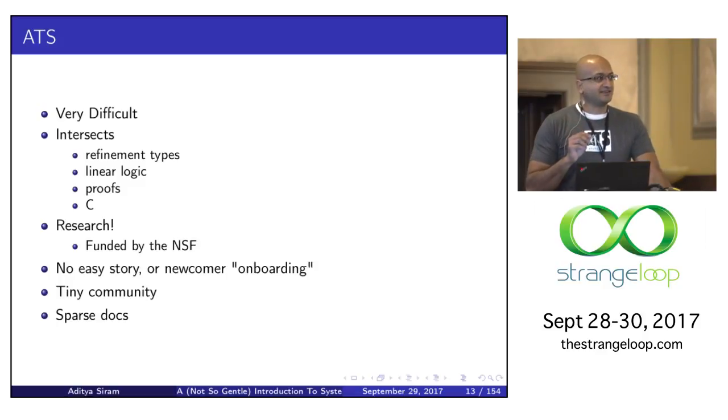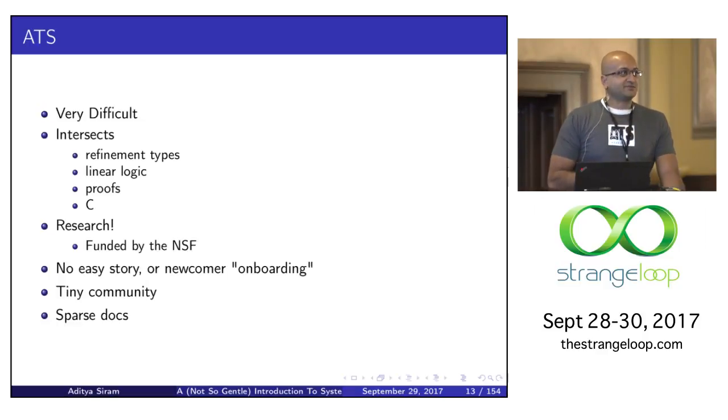I'm not going to gaslight you. The examples that I'm going to show you are hard, and that's why it's called a not-so-gentle introduction, because I'm just passing the buck and saying, I don't know how to make this simple. And some of this is essential complexity, right? Because none of these things are trivial. Refinement types, not trivial. Linear logic, not trivial. Proofs, not trivial. C, definitely not trivial, right?